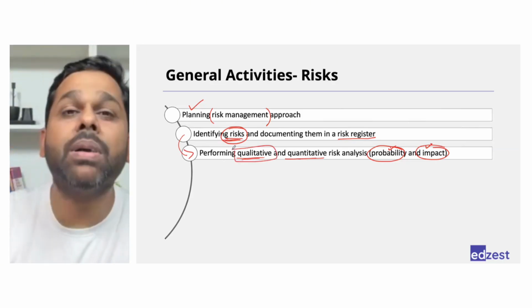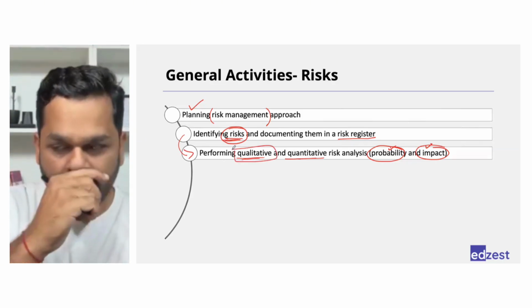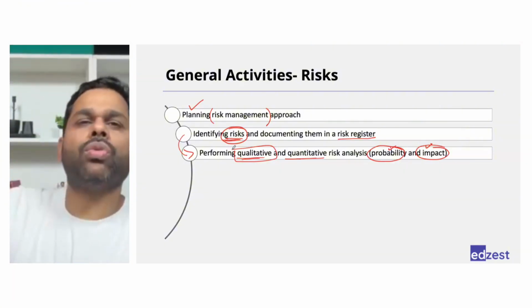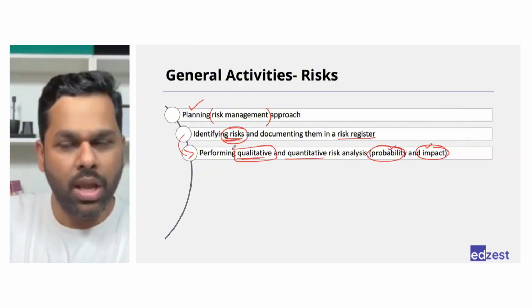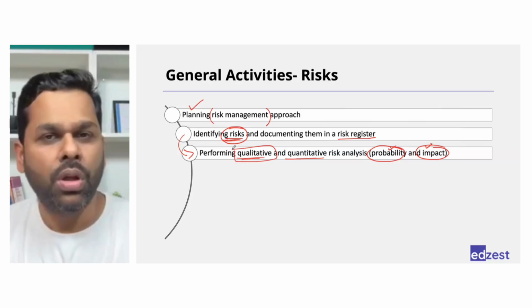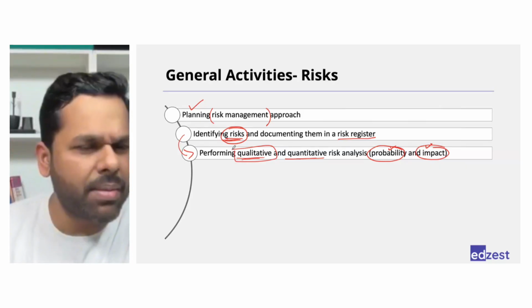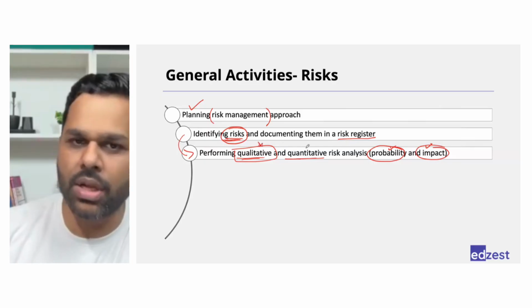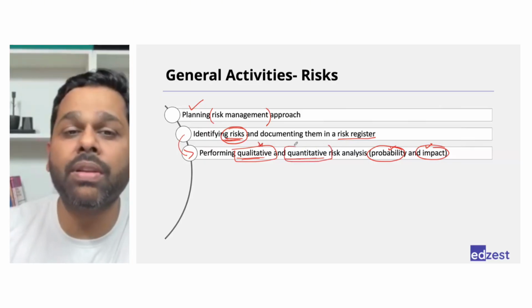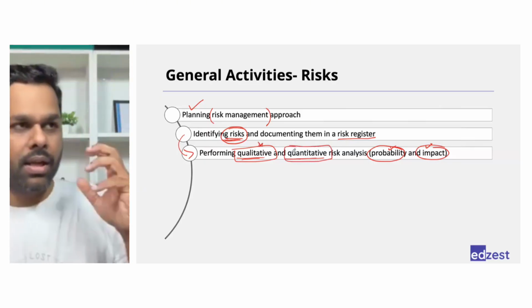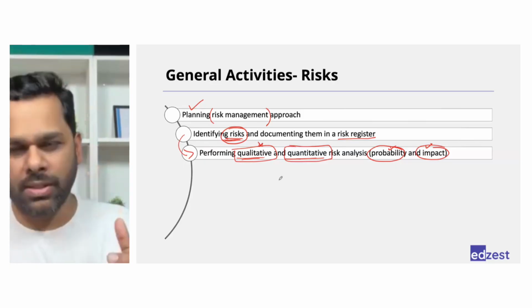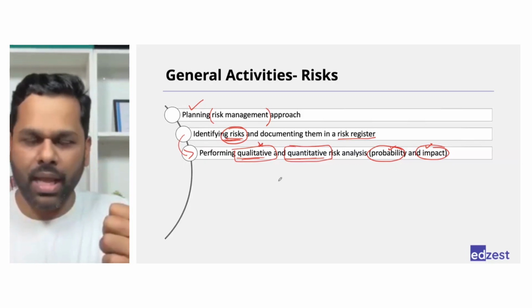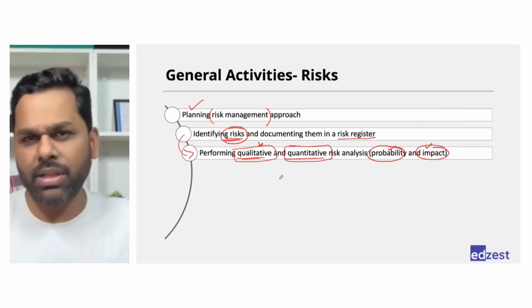Qualitative means team members' opinion. Right? Based on my expertise, what do I think about this risk? Is it very high? Is it very low in severity? High probability, high impact? What is it? That is called qualitative risk analysis. Quantitative means looking at the previous projects and calculating the numbers, right? Just like I did in the last slide when I was talking about the example.